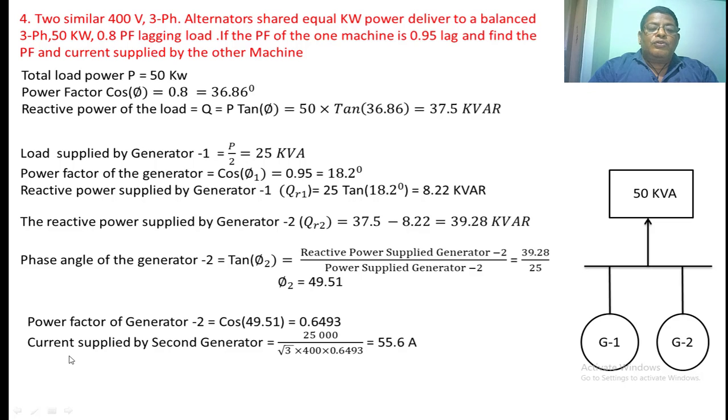Equal to 0.6493. Now the current supplied by the second generator equal to the power supplied by the second generator, that is 25 kW, divided by root 3 VL power factor, which gives 55.6 amperes. So we found the power supplied by the second generator, the current supplied by the second generator, and the power factor of the second generator also.